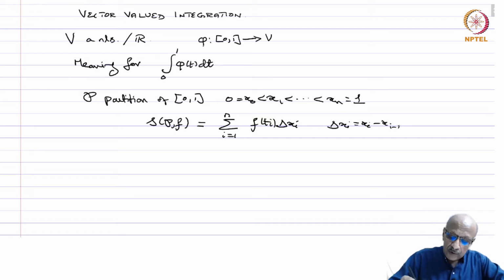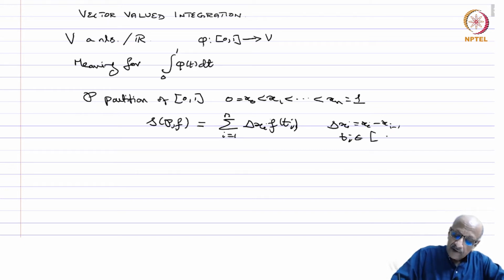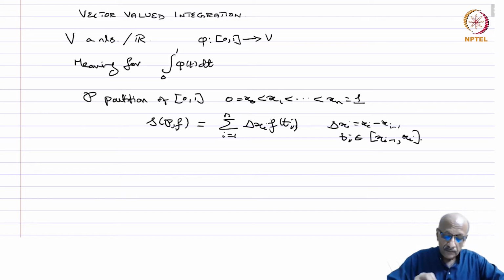So suppose we do the same thing. Now of course delta xi must be written in the front, because f of ti is a vector and delta xi is a scalar. So we will write here delta xi times f of ti, where ti belongs to the interval xi minus 1, xi. So this notation is a bit faulty, but it does not matter. It does not take into account which t's we are talking about.